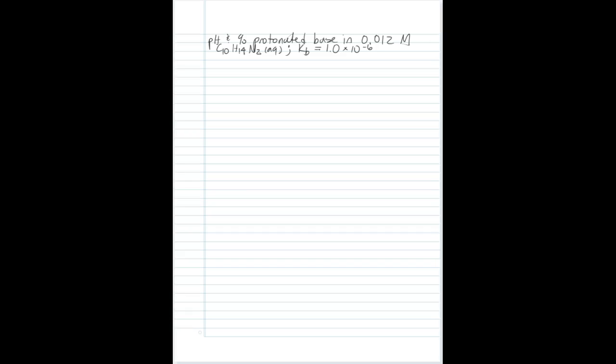So immediately I should be thinking, okay, what chemical reaction is going to be the appropriate one to use to find the pH and percent protonated base? Whenever we're given a Kb value, that means that it's the base reacting with water. So C10H14N2 aqueous reacting with water in a pure liquid form.